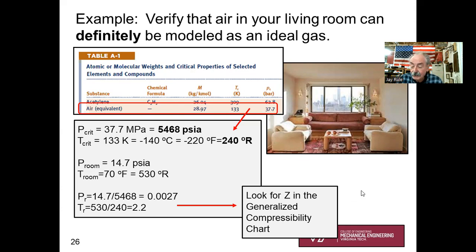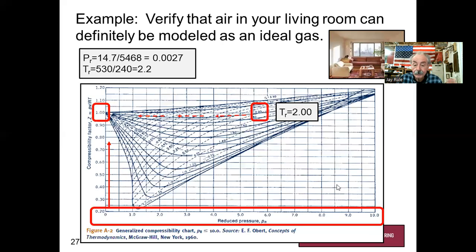Let's go to our chart to find Z. Okay, so let's see. X-axis, reduced pressure. We're just about here at 0.0027. So I cheated and drew my arrow further to the right than it really should be. Okay, let's find our reduced temperature value of 2.0. Here it is. I've circled. It's incredibly hard to see on the screen, but we'll find the intersection point, and there it is. And so do you see, this is a no-brainer.